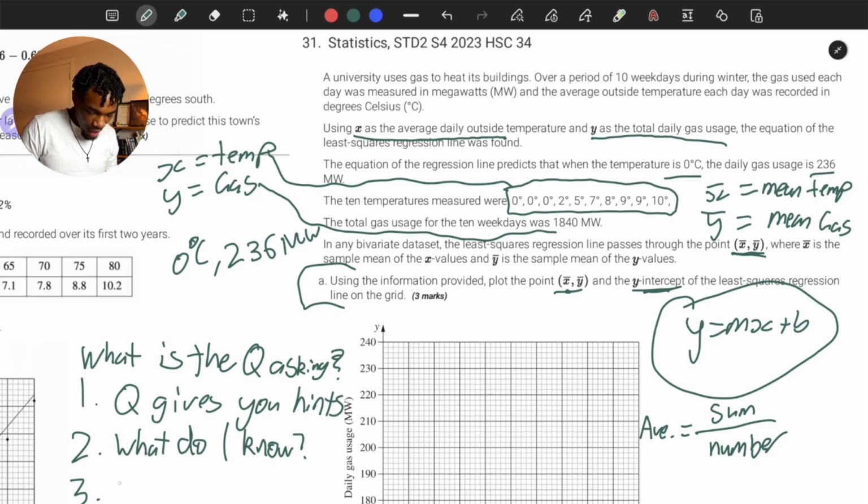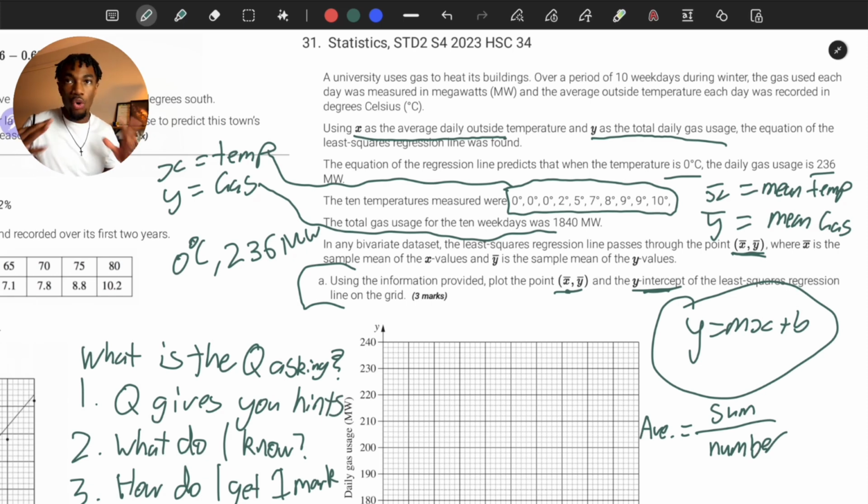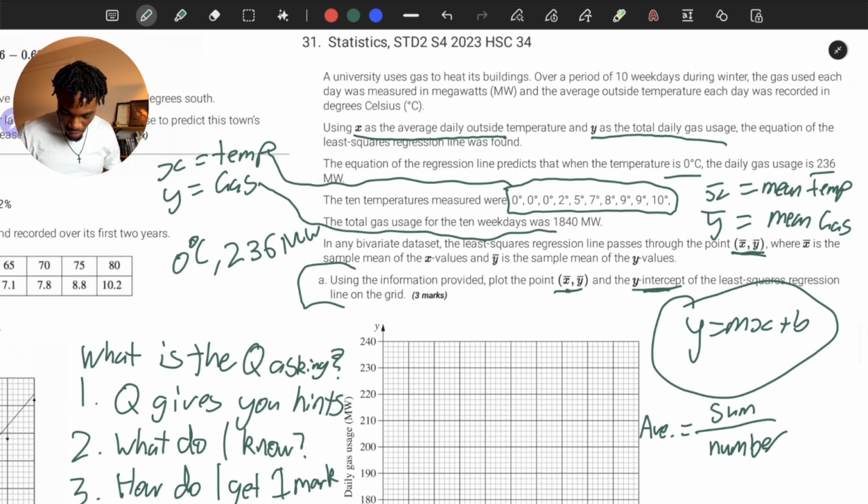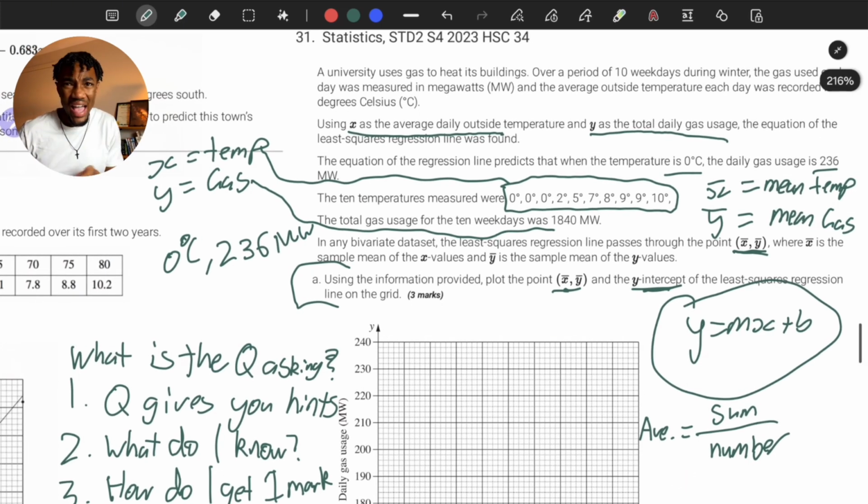Let's go on to the last one, which is how do I get 1 mark? This is saying, with all the information I've gotten now, how do I get just 1 mark? So all I'm going to do is combine this together. We can calculate the average. Maybe it'll give us a mark. So average temperature, or we can just say X bar.